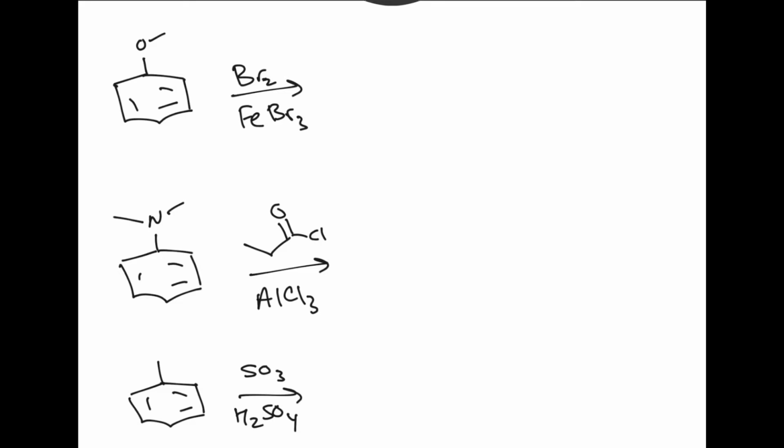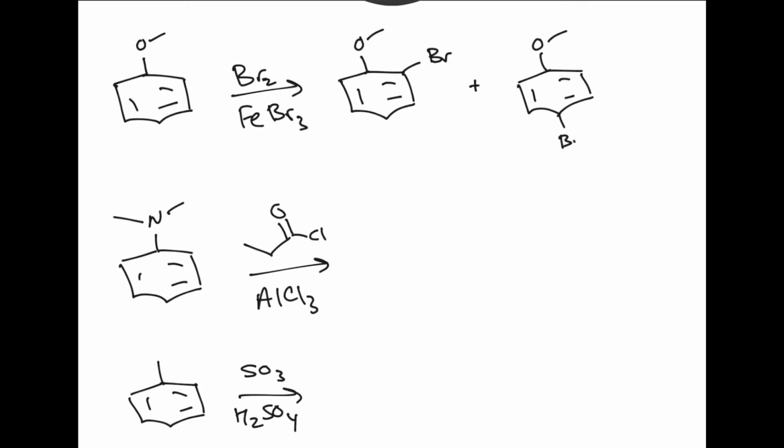And then Br2 and FeBr3 adds what to your ring? Bromine. So we're going to put the bromine ortho or para. Typically, you're going to get a mixture of both ortho and para. Usually in a written exam, I'd say just pick your favorite for your problem. I'm not going to have you draw both, just give me one.